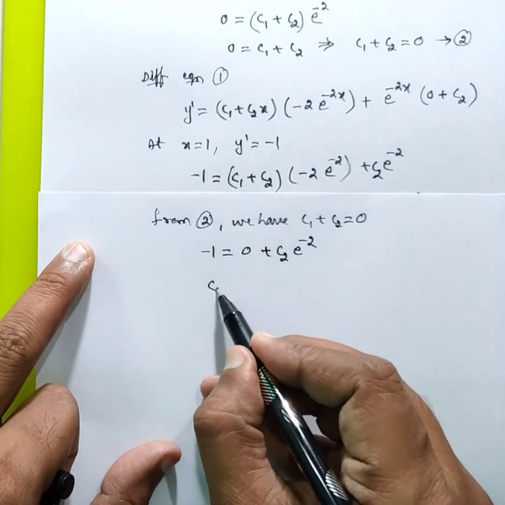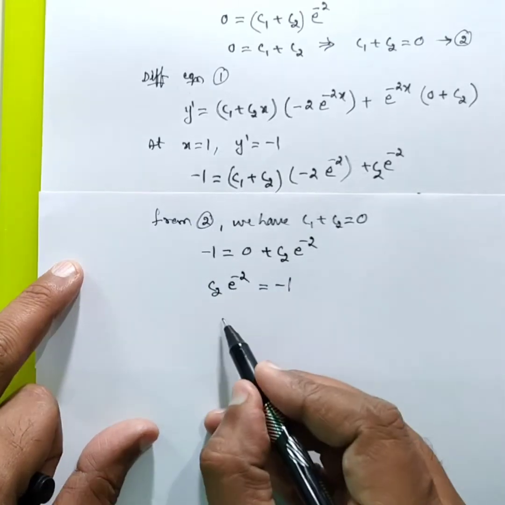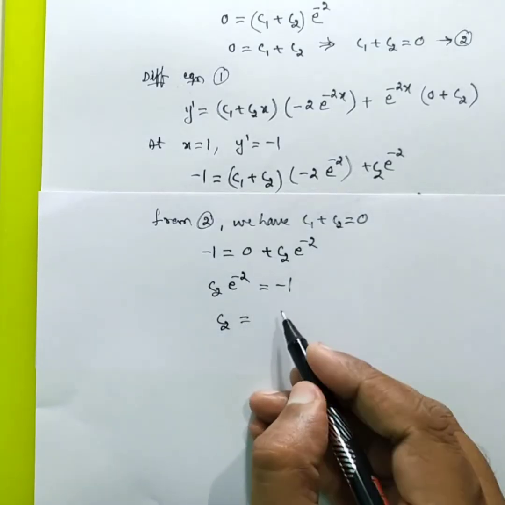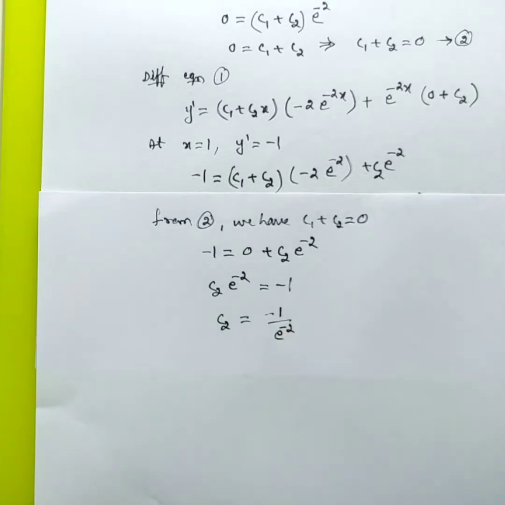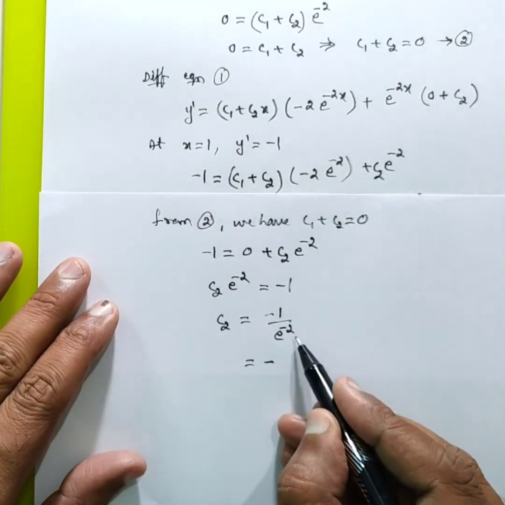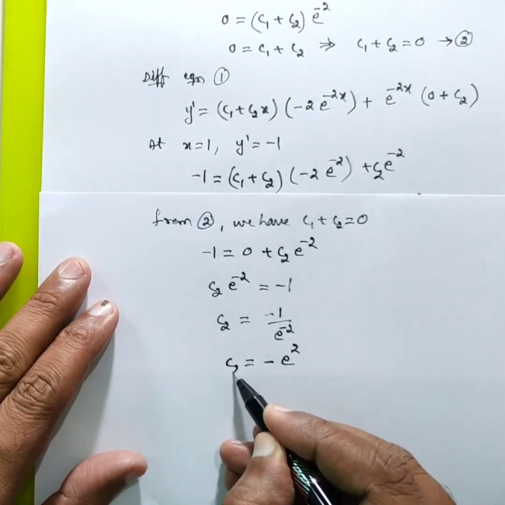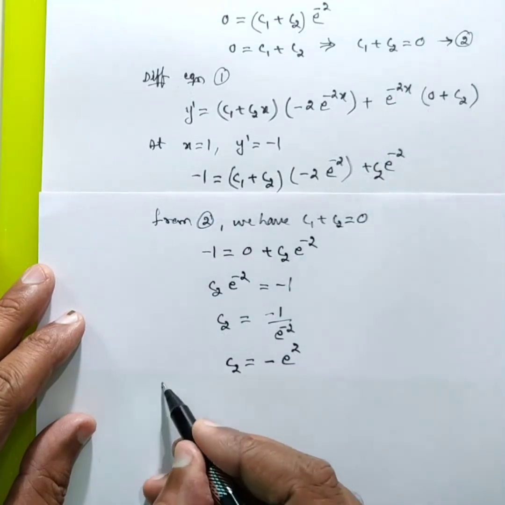So we have C2 e power of minus 2 equals minus 1, or C2 will be equal to, sending this e power of minus 2 to the other side, minus 1 by e power of minus 2. Now this will be minus of e power of minus 2, and when it comes in the numerator, it becomes e power of plus 2. So let us go back to equation number 2 and get the value of C1.